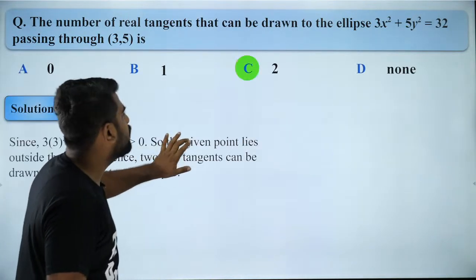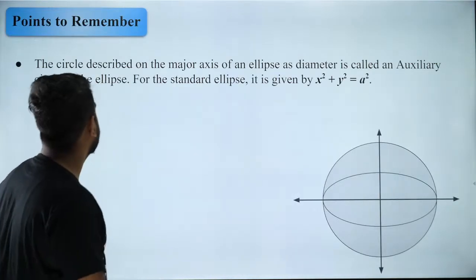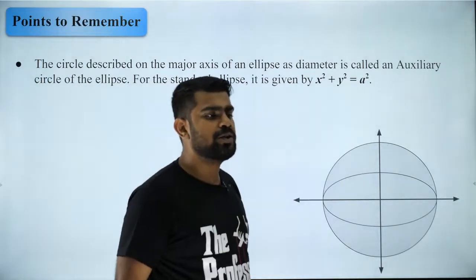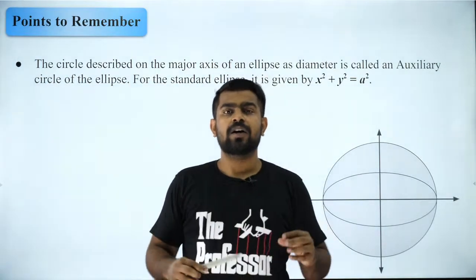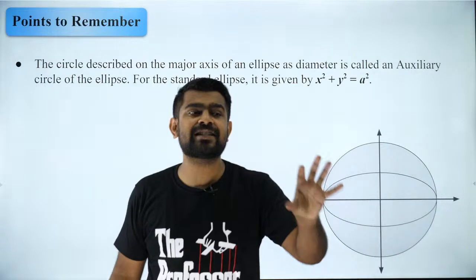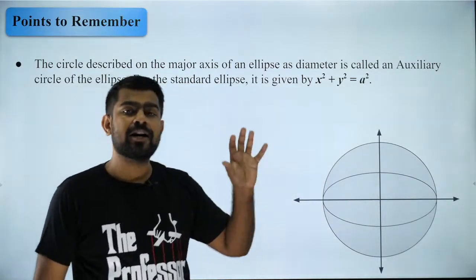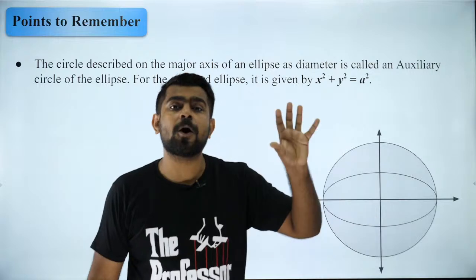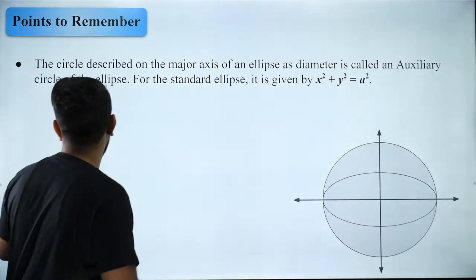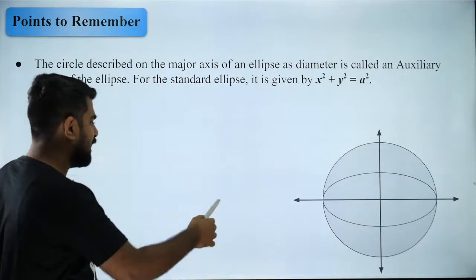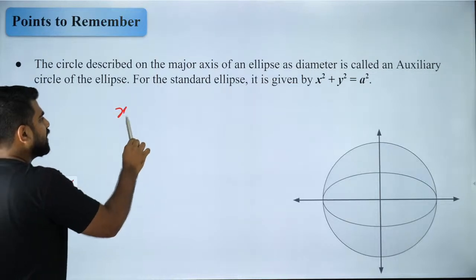Great. So shall we move forward, guys? Let us proceed. The next point which I want you all to know is something called an auxiliary circle. Have you heard of the concept of an auxiliary circle? If you have an auxiliary circle for an ellipse, how does the equation of that look?